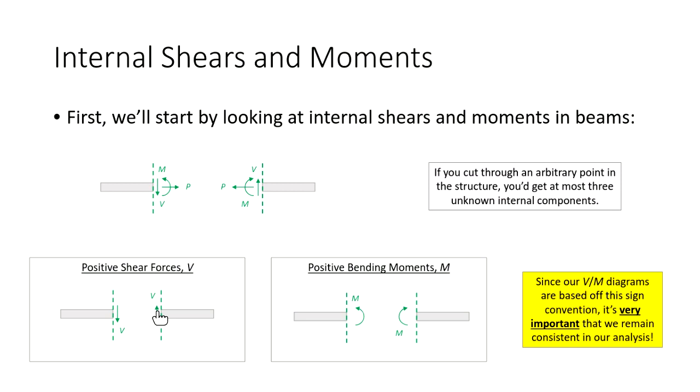Similar for bending moments. If we cut a section, we look to the left, we have counterclockwise moments being considered positive. And if we look to the right, we have clockwise moments considered positive. Now, this box here in yellow is kind of important.